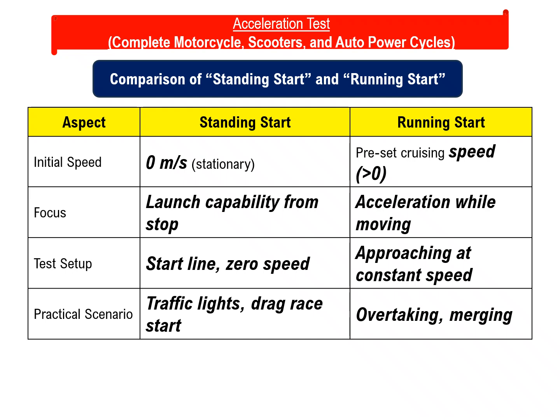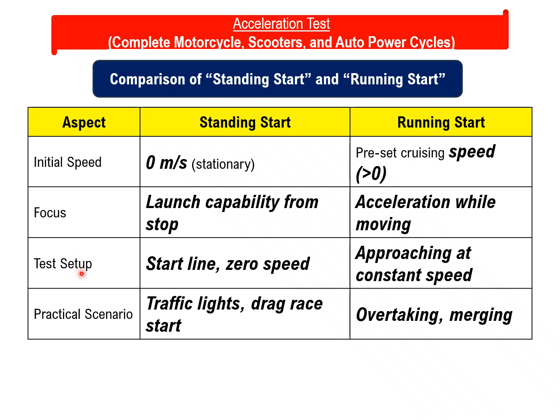Let us compare the two situations. That is acceleration test with standing start versus acceleration test with the running start. Initial speed in case of standing start is 0 meter per second, whereas in running start it would be more than 0 meter per second. The focus in case of standing start is launch capability from stop. In case of running start, it is acceleration while moving.